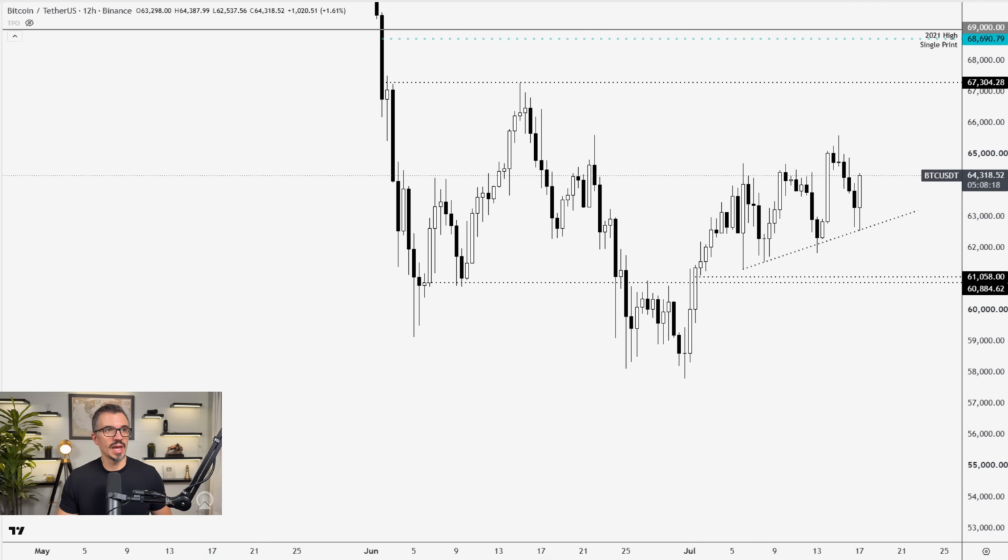What you'll notice is that back here off of these lows, we had the market basically find resistance here through this price action. And then you'll notice that we reclaimed it over here. Once we reclaimed it, we had the market move higher.